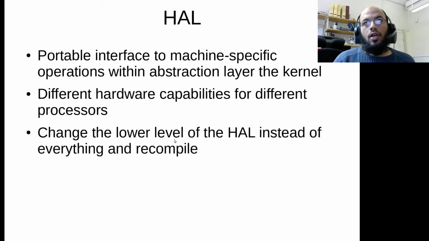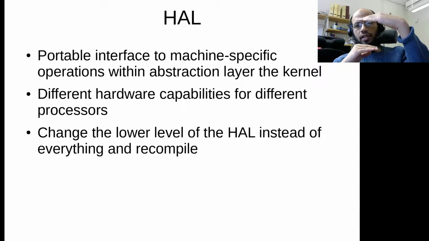Okay, and the HAL is basically a portable interface to machine-specific operations. So the hardware abstraction layer has two sides. The top side, which is basically talking to the kernel, should not change. This is very fixed, very stable. And the bottom part, which basically talks to the actual hardware, is what changes based on the hardware that you're running on.